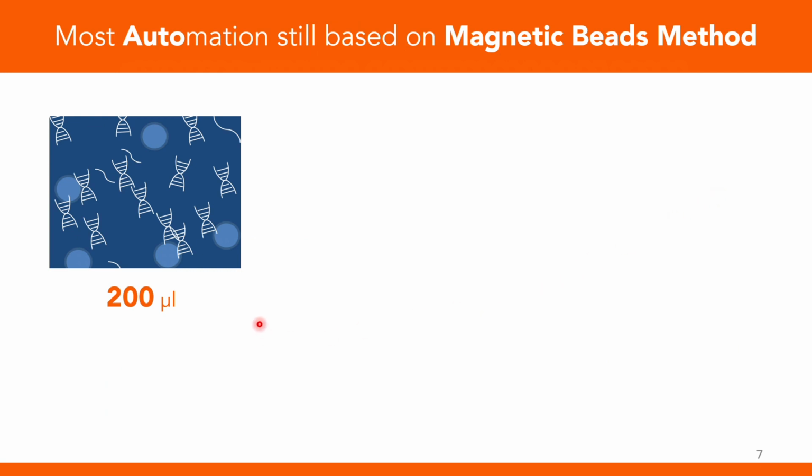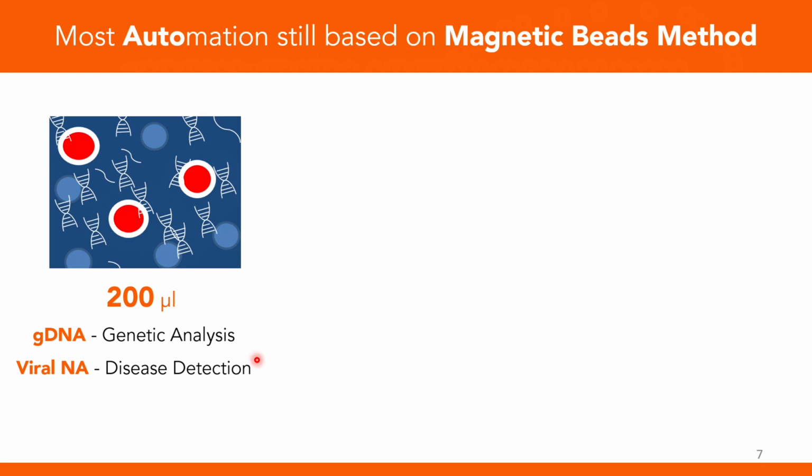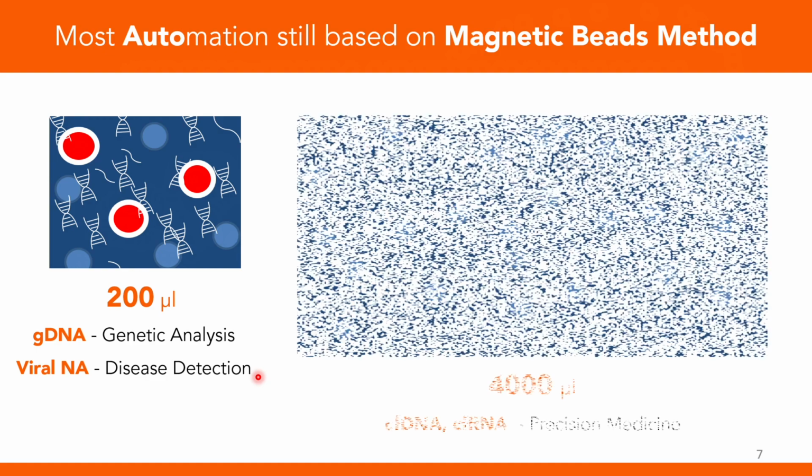Currently, for automated extraction systems, most of them are still based on the magnetic beads method. Actually, this kind of technology has existed for 15 to 20 years. People use magnetic beads, the red circle is red magnetic beads coated with silica, to capture genomic DNA for genetic analysis or to capture viral nucleic acid for disease detection. Normally, the magnetic bead system handles only 200 microliters to capture very rich nucleic acid.